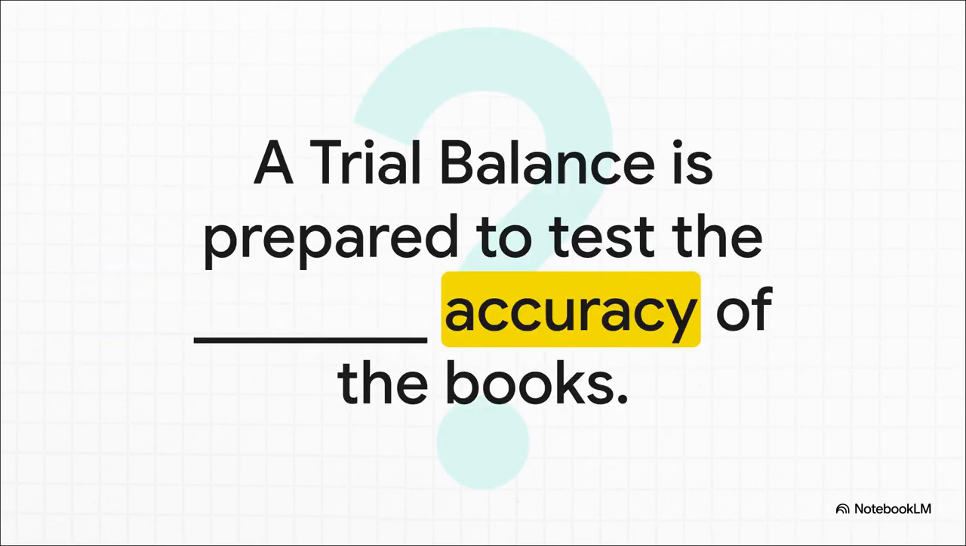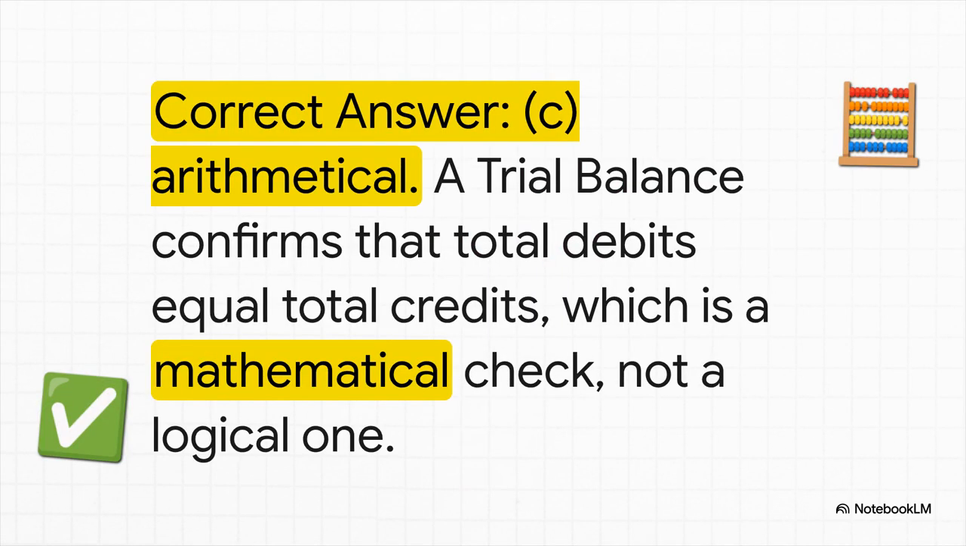Question 3. A trial balance is prepared to test the blank accuracy of the books. What's the best word to fill in that blank? What kind of accuracy are we really checking here? The correct answer is C, arithmetical. This is the specific, technical term.